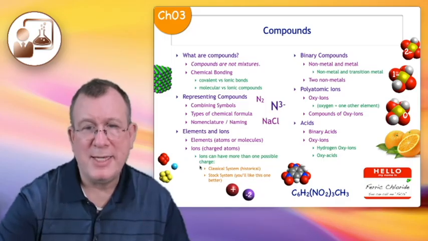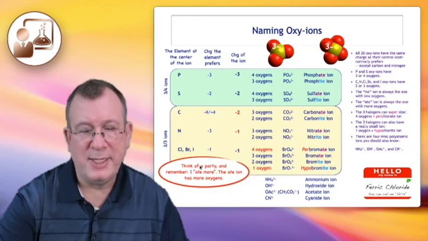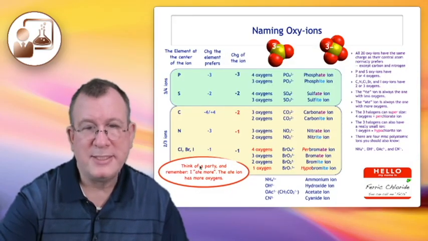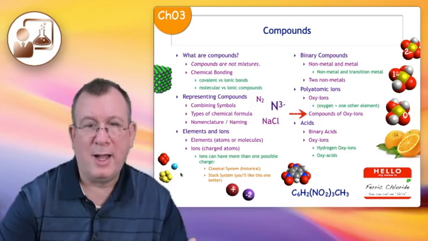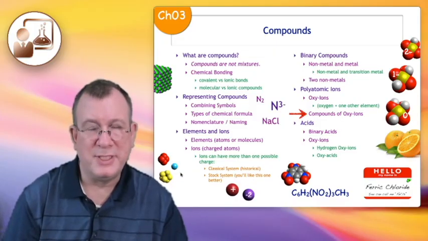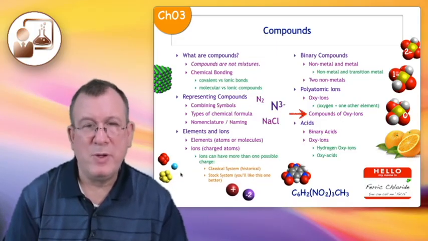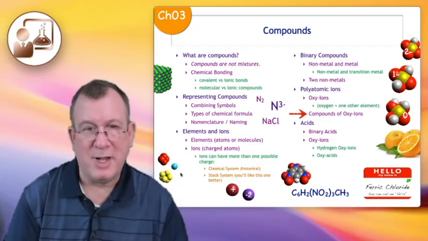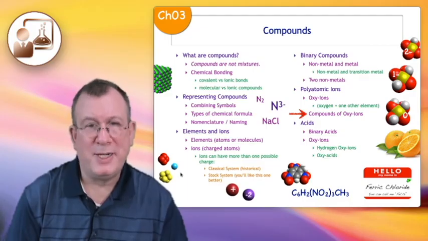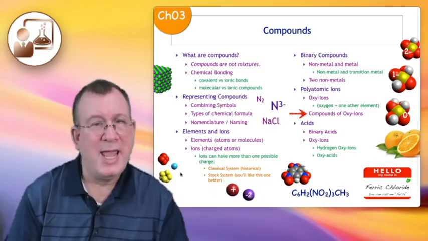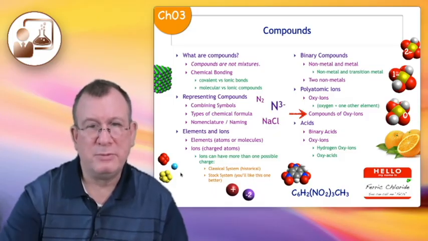All right. Next up, we can make compounds with these oxyions. In the same way we made binary compounds from monatomic ions, we can make pseudo-binary compounds using these polyatomic ions, just treating them as if they were monatomic and applying all the rules you already know.